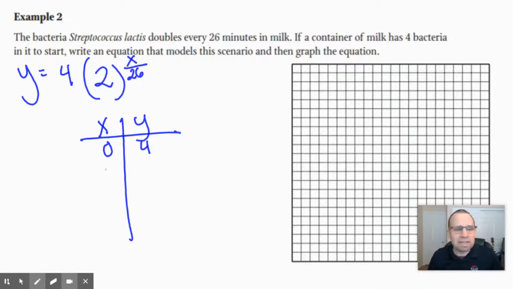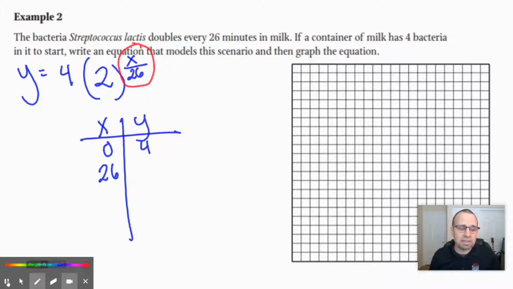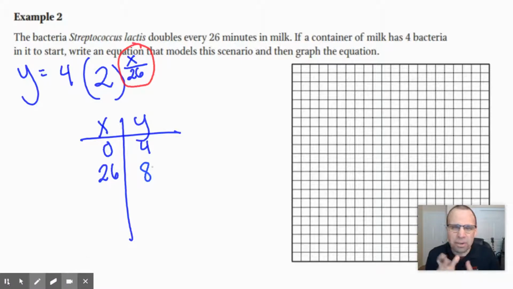Now, I'm not going to plug in 1, 2, 3, 4, because it's going to be a crazy amount of work on my calculator. I know this thing is doubling every 26 minutes, so I'm going to go up in multiples of 26. If I plug 26 up here, 26 divided by 26 is going to be 1. 2 to the 1 power is 2. 2 times 4 is 8, and it'll be a nice even number. If I start going up by 1, 2, 3, 4, it's going to be crazy fractions and decimals. And let's just go up every 26 minutes.